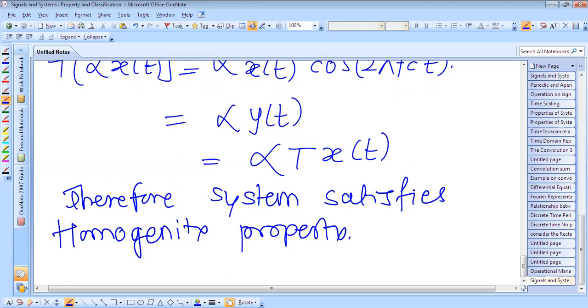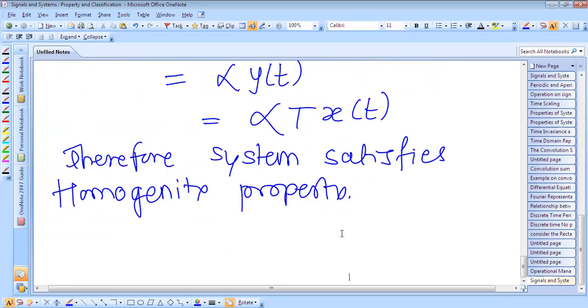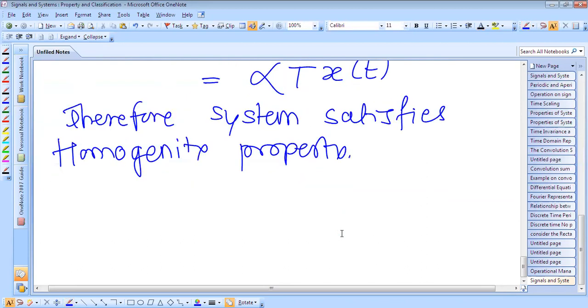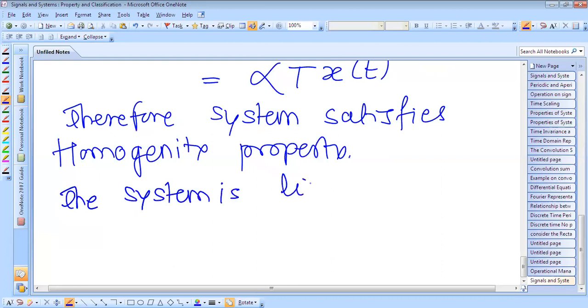Since it satisfies both additivity and homogeneity, therefore we can say it is a linear system. The system is linear.